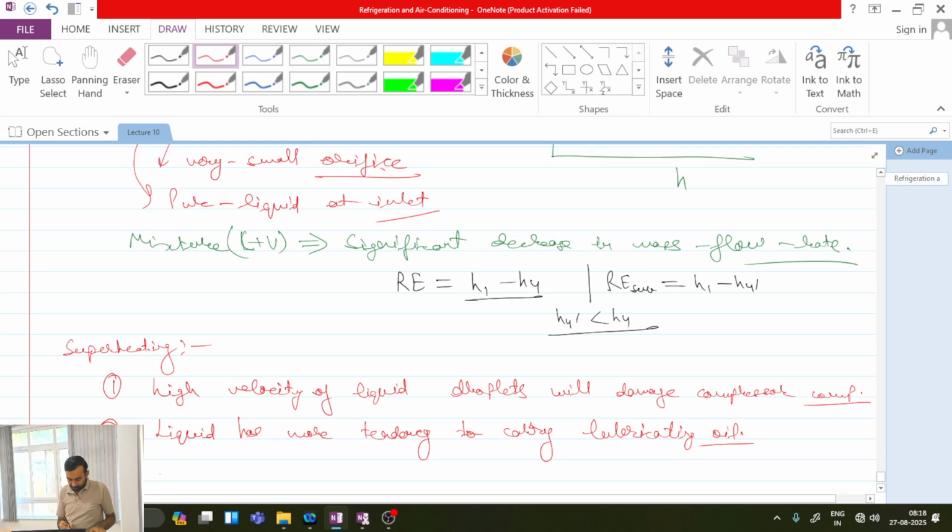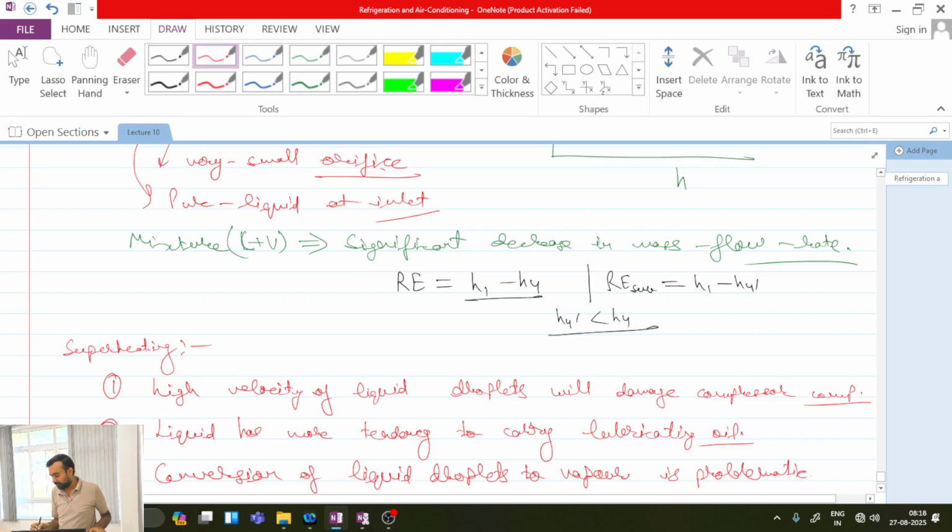So conversion of liquid droplets to vapor is again problematic. These are some of the challenges. Even if a small amount of liquid enters the compressor, these types of adverse effects can happen.